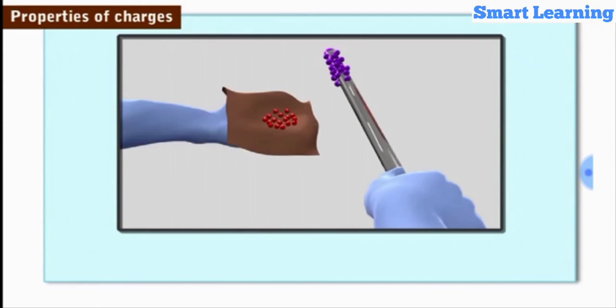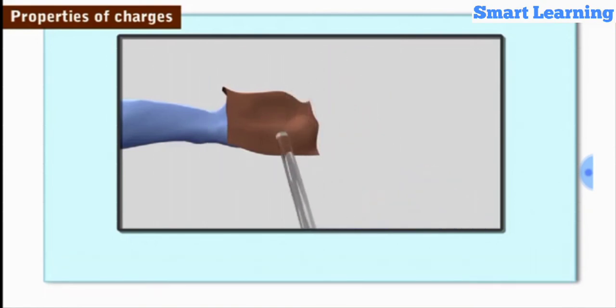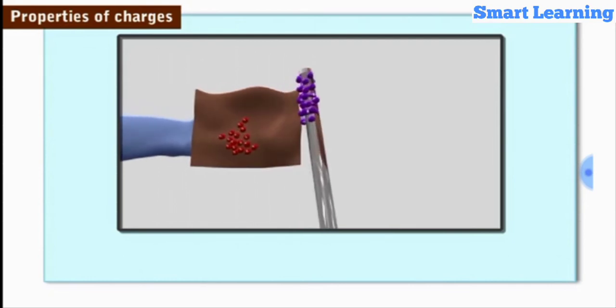Another property of electric charges is that the total charge in an isolated system is always conserved. When a glass rod is rubbed with a silk cloth, then electrons are transferred from the glass rod to the silk cloth. Now, both the glass rod and the silk cloth are charged. Here, there is only a transfer of charge taking place, and neither is a new charge created, nor is any charge destroyed. The number of electrons lost by the glass rod is equal to the number of electrons gained by the silk cloth.